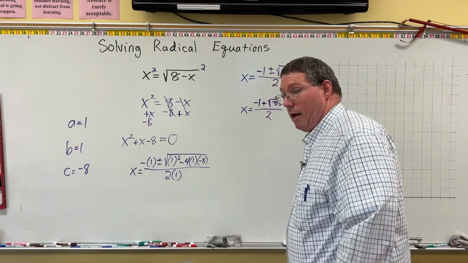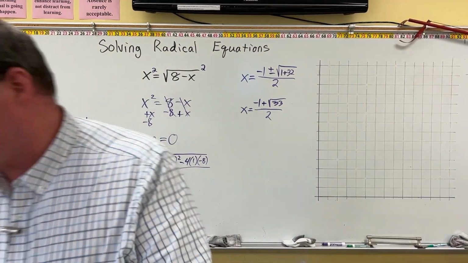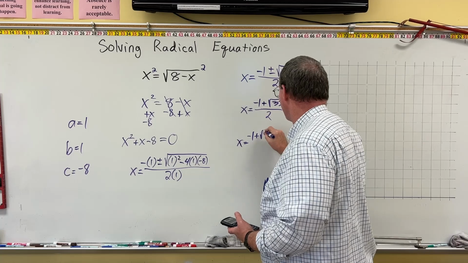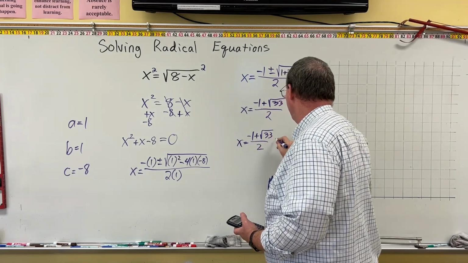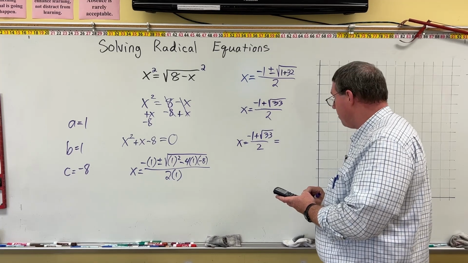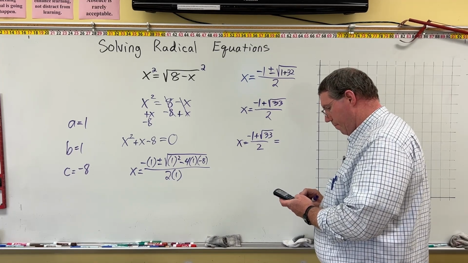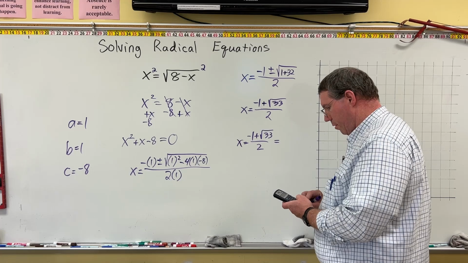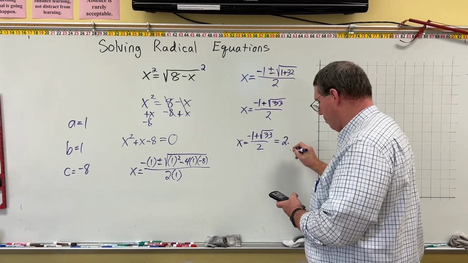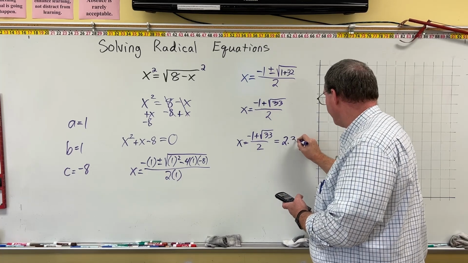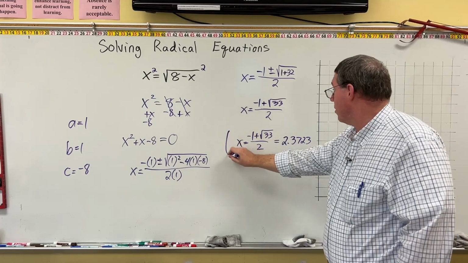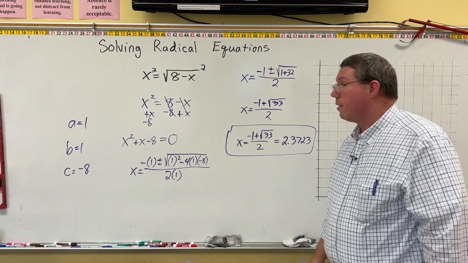And if we were to turn it into a decimal, x is equal to negative 1 plus the square root of 33, over 2, okay? And as a decimal, negative 1 plus the square root of 33 over 2 winds up being about 2.3723. Okay? And so that is our final answer. And let's try another example.